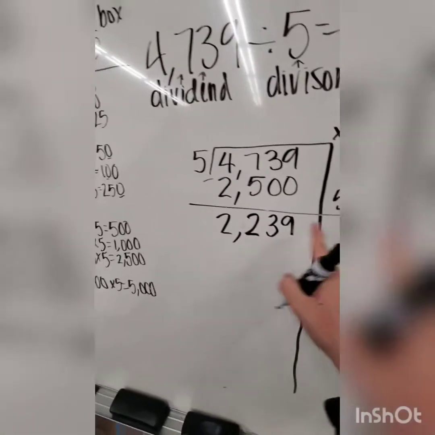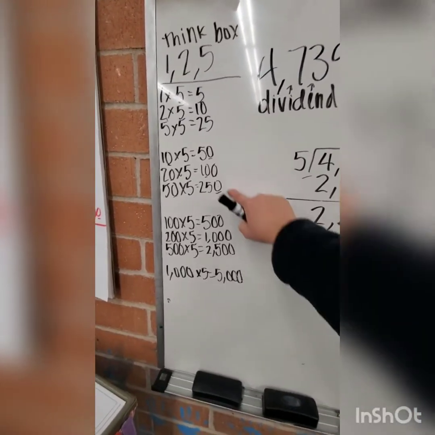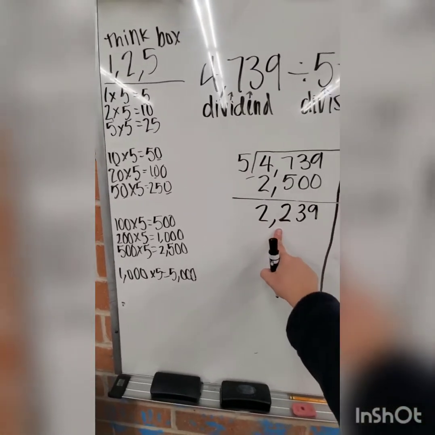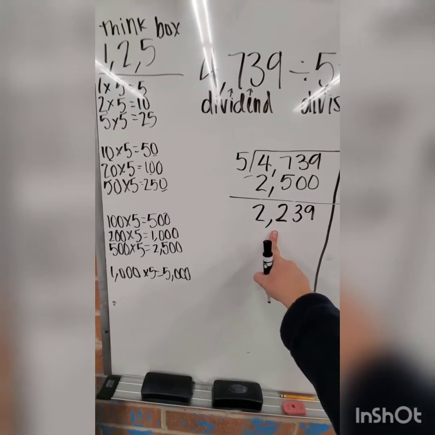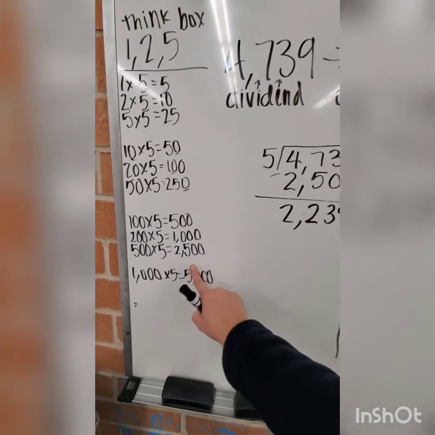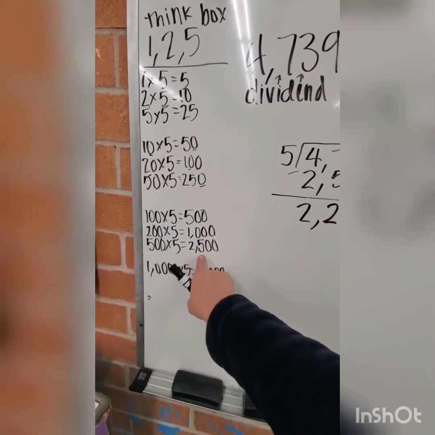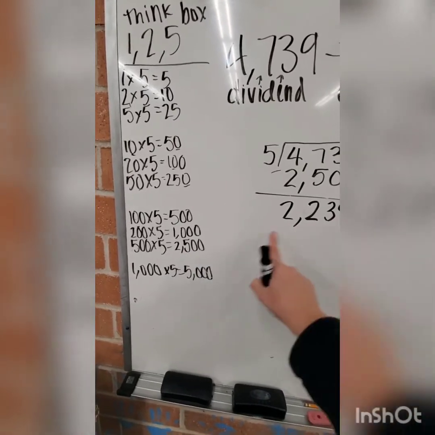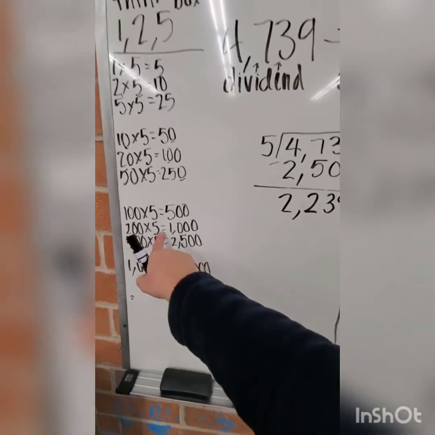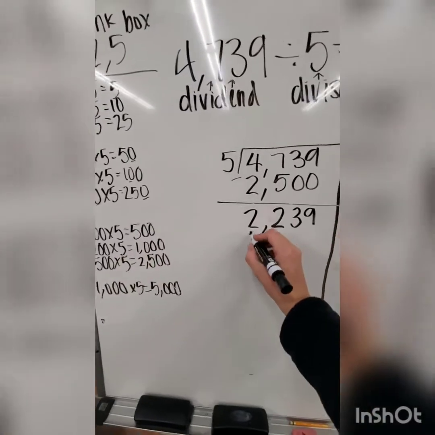2,239. Now I have to pick another product from over here that gets us close to 2,239 but doesn't go over it. So if I look right here, 500 is greater than 200, so I'm not going to be able to put this one anymore. But I can put 1,000, so I'll put 1,000.